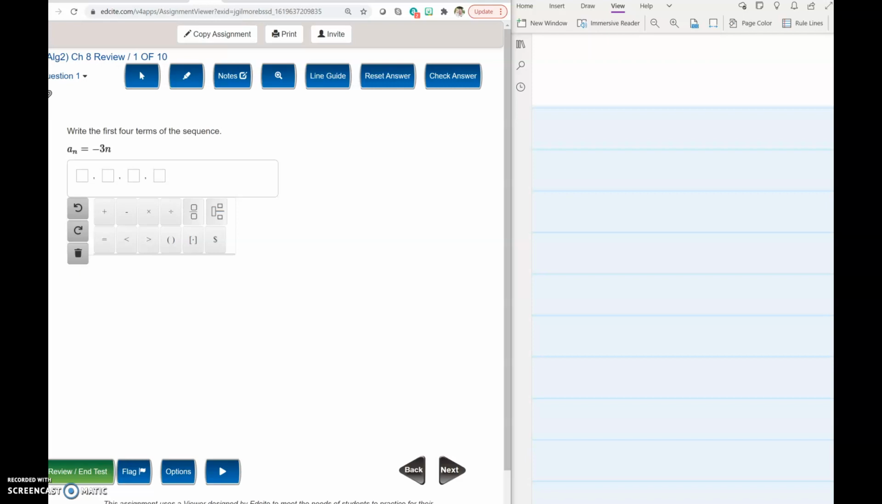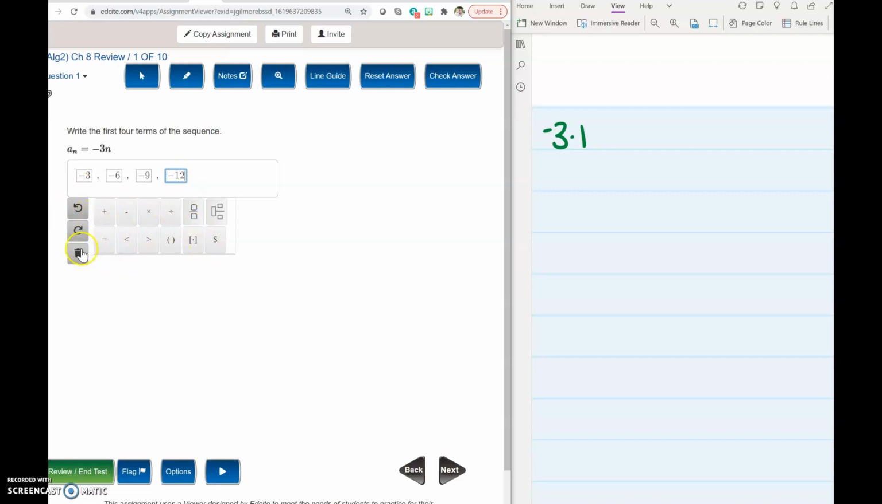So to get the first term, you do -3 times 1, which is -3. To get the next term, you do -3 times 2, which is -6. -3 times 3 is -9. And -3 times 4 is -12.